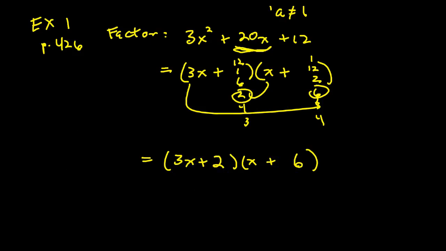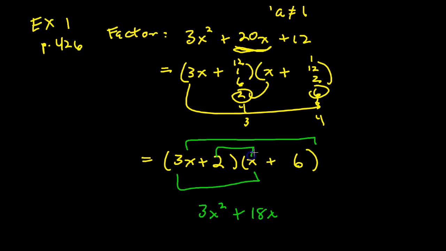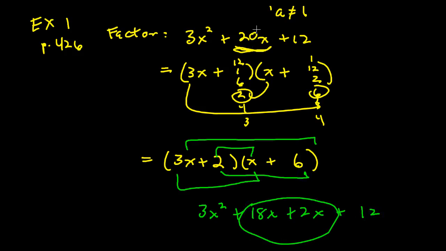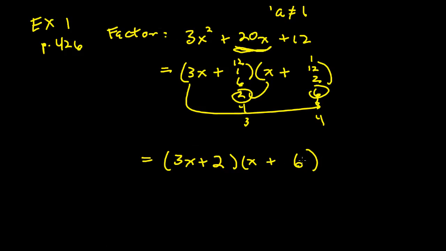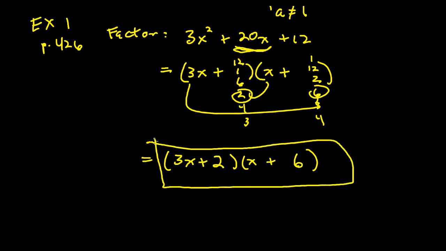If we check our answer here, first product is 3x squared. Outer product is positive 18x. Inner product is 2x. And the last product, 2 times 6, is 12. And indeed, 18x and 2x add up to a 20x. So indeed, this is the correct answer. All right, let me rewrite that. I'll just erase those notes and just box that as my correct answer.